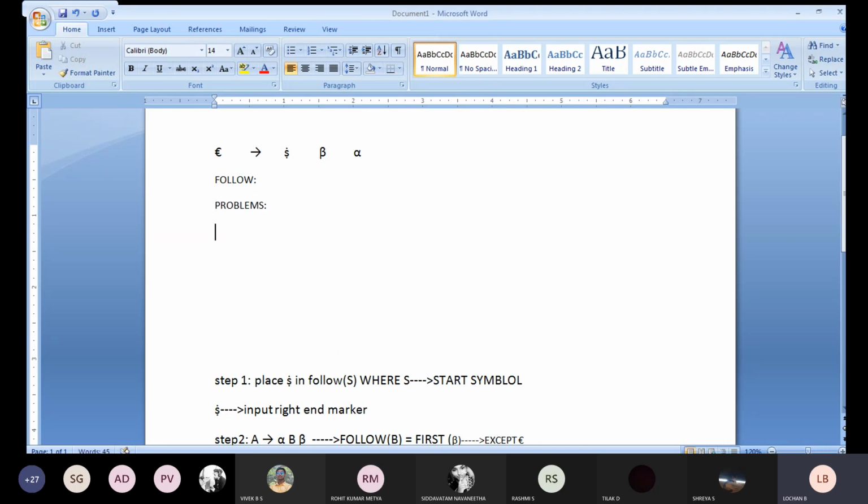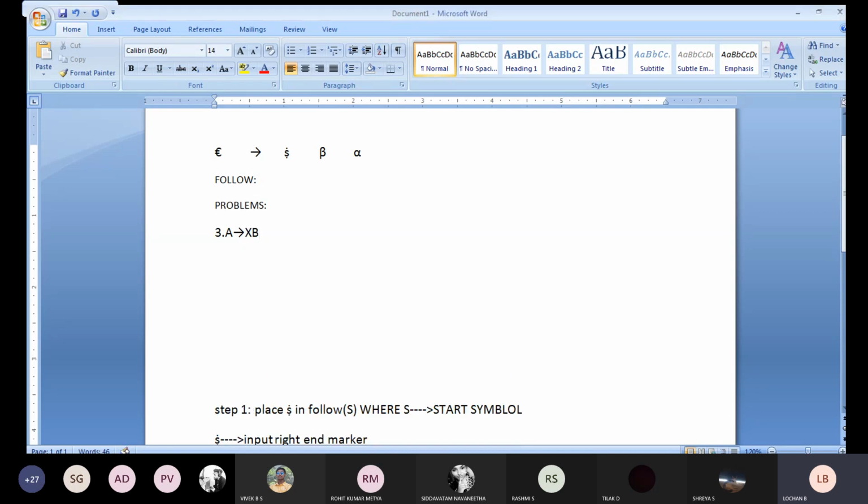Already yesterday I solved this third problem. A implies XB. So I'm going to continue my production. I'll stop here. Everyone look here. Don't write anything, just observe. The next problem we will be taking is only A implies XB. If you see this particular format, A implies alpha B beta.